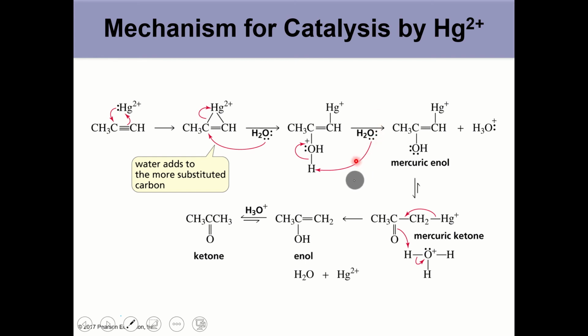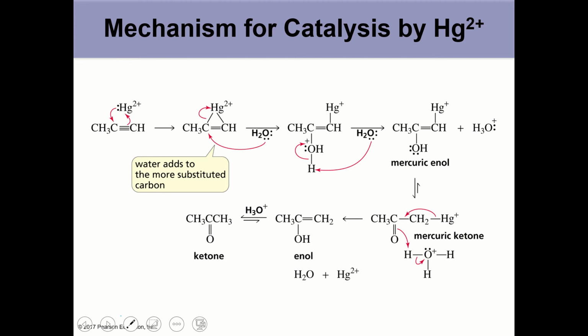A second molecule of water will deprotonate the protonated alcohol group. So subtract this hydrogen using the electrons from water. That creates hydronium ion, and the bonding pair between the oxygen and the H go to the oxygen and the positive charge is eliminated. So that we have the alcohol group, and then we still have this mercury Hg plus attached at the less substituted carbon. So this is a mercuric enol.